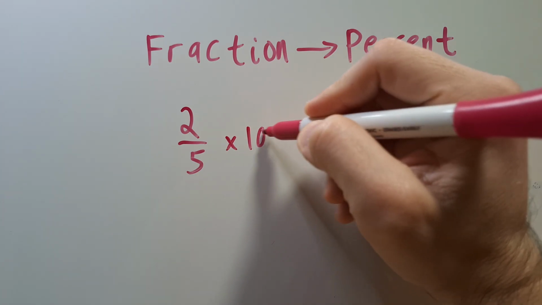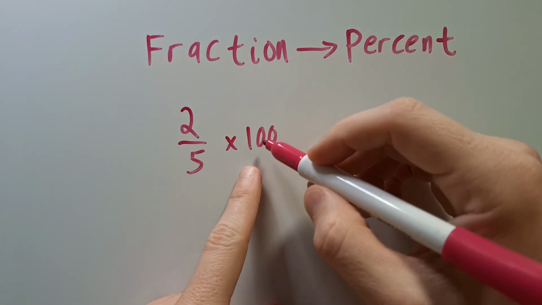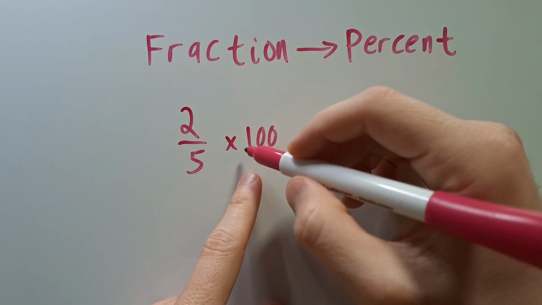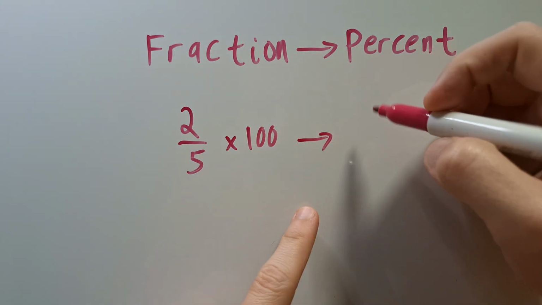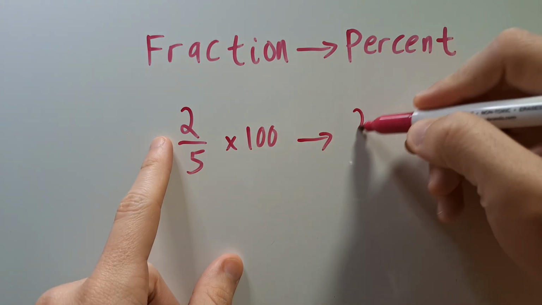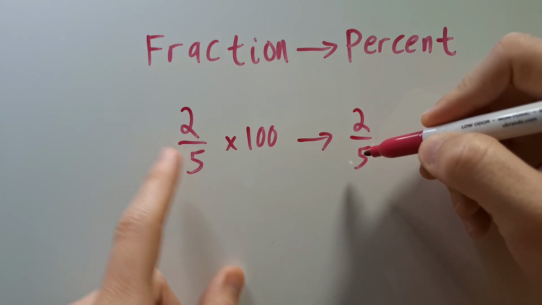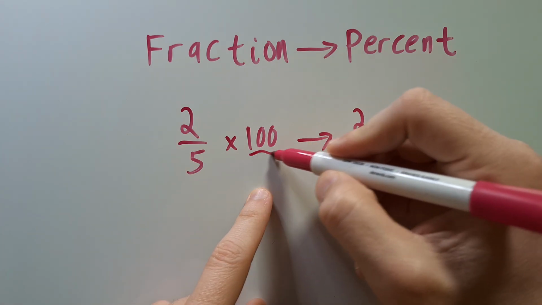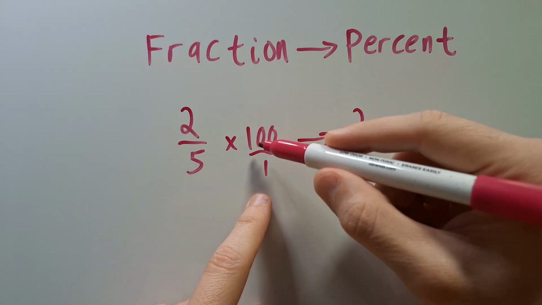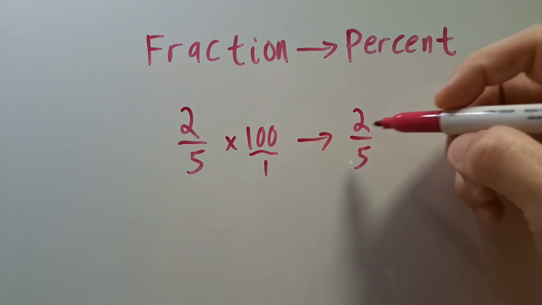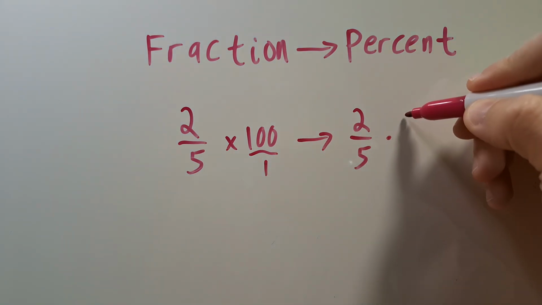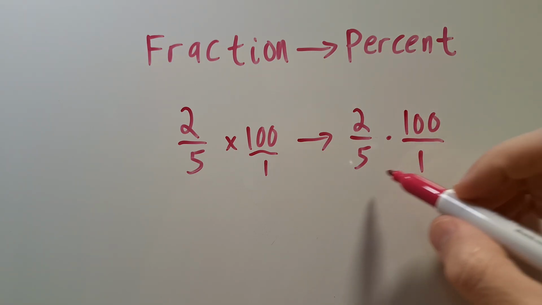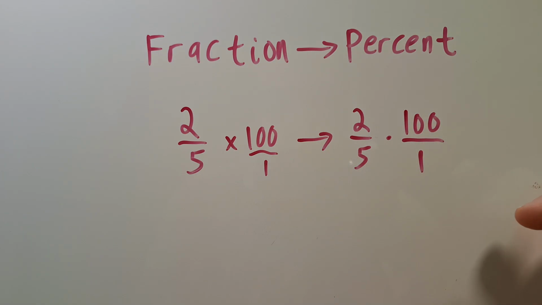So multiplying this by 100, what you're doing is you're going to multiply 100 to the numerator. Let me just write out what I'm telling you here. So 2/5 will stay as 2/5. 100 is the same thing as 100 divided by 1, because remember, anything divided by 1 is itself. So if I do this, this is what I am essentially working out.